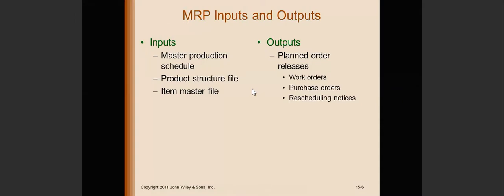So this is the summary of the MRP input and output. The input is the master production schedule, product structure file, and item master file. And the output is the planned order release, whether we have work orders, purchase orders, or rescheduling notices.